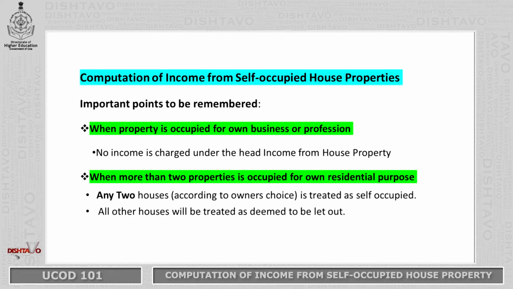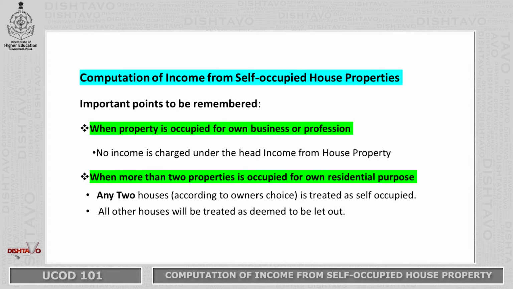Now, for computation of income from self-occupied property, you must remember these two important points. Point number 1, whenever the property is self-occupied for own business or profession, no income is charged under the head income from house property. In that case, the income will be computed under the head income from business or profession. I will give you an example here. Suppose you have a house and you have your own business or a profession set up in the same house property. You cannot consider the notional income from that property.